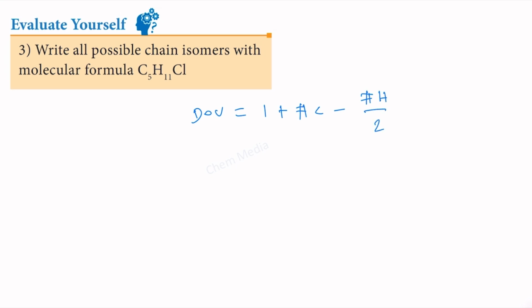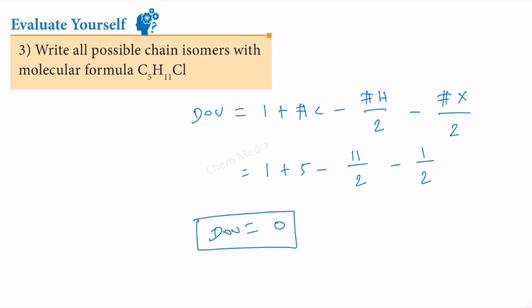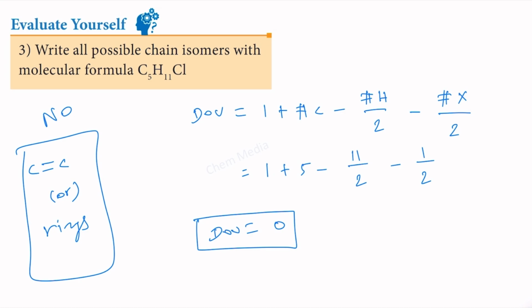atoms by 2 minus number of halogen atoms by 2 in this case. Therefore, this is equal to 1 plus 5 minus 11 by 2 minus 1 by 2. This will become 0 because this is 6 minus 5.5 minus 0.5. Therefore, this is a completely saturated elemental composition. That means no carbon-carbon double bonds or rings are possible. Let us write the structures one by one.